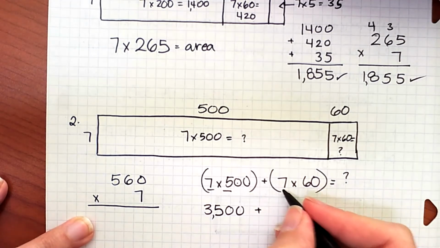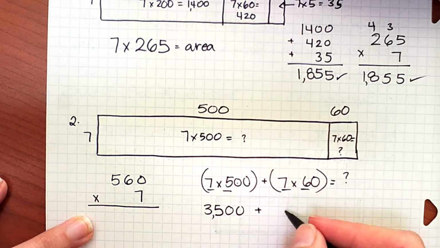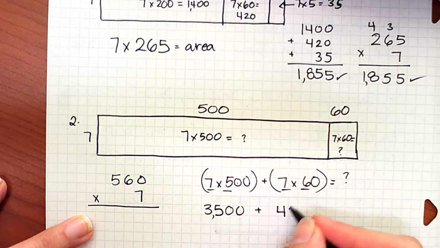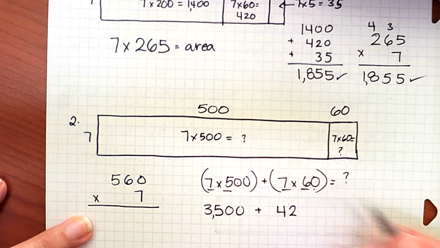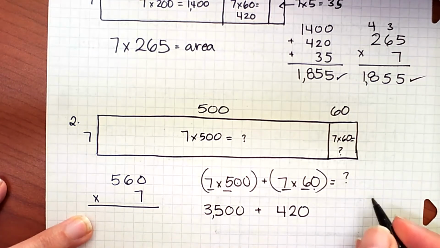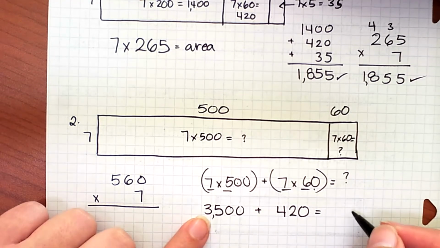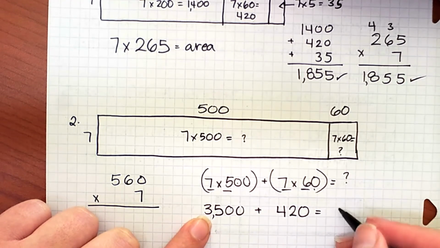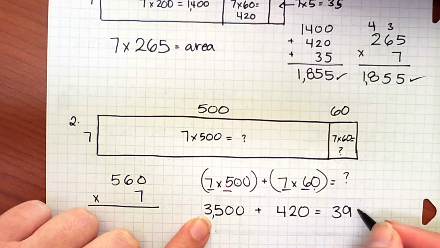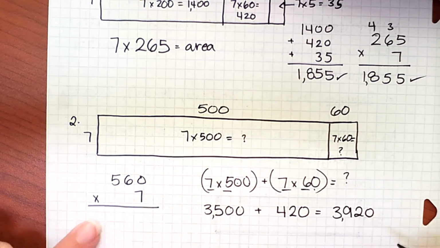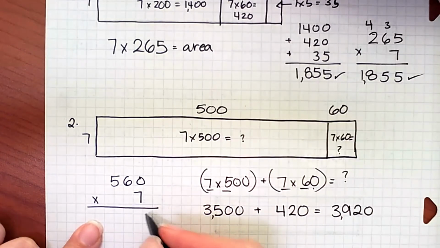Over here, I'm going to use my basic facts again. 7 times 6 is 42. I have a 0 right here, so I'm going to add a 0 onto my answer. And then I'm going to find that 3,500 plus 420 is 3,920. I'm going to check by stacking and multiplying.